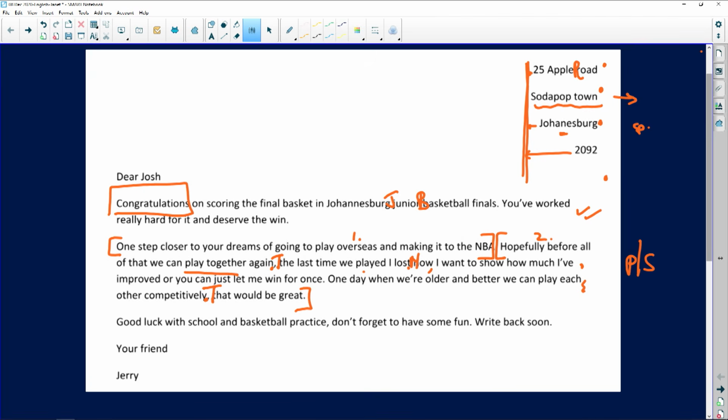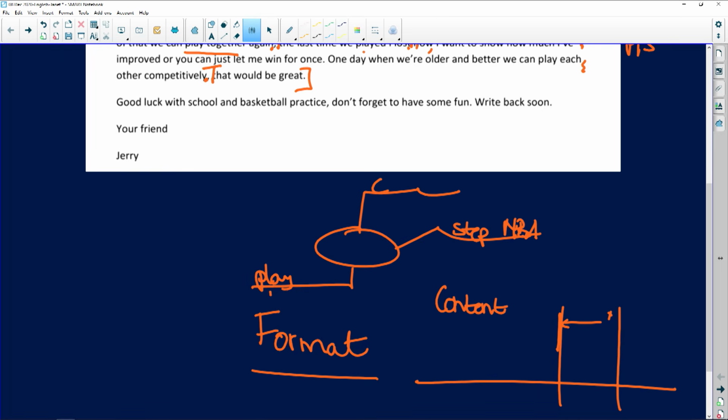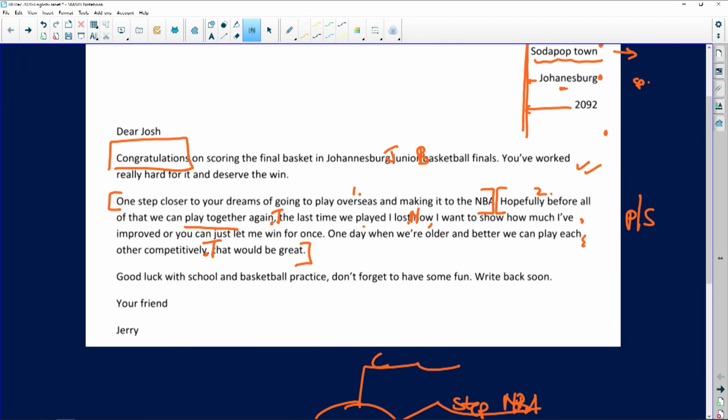This wasn't planned. When the child did its mind map, so it had congratulations, and so on, then it had the idea about the step closer to the NBA, and then presumably it had another paragraph, and I know these all should be different colors, and this is about playing together. So, no, the child didn't plan. The child didn't say there are 3 paragraphs there. So it wasn't planned. I don't care what the candidate thought, it didn't plan. Then good luck with school and basketball practice. Oh, it would be nice if we knew what a full stop was. Don't do this.